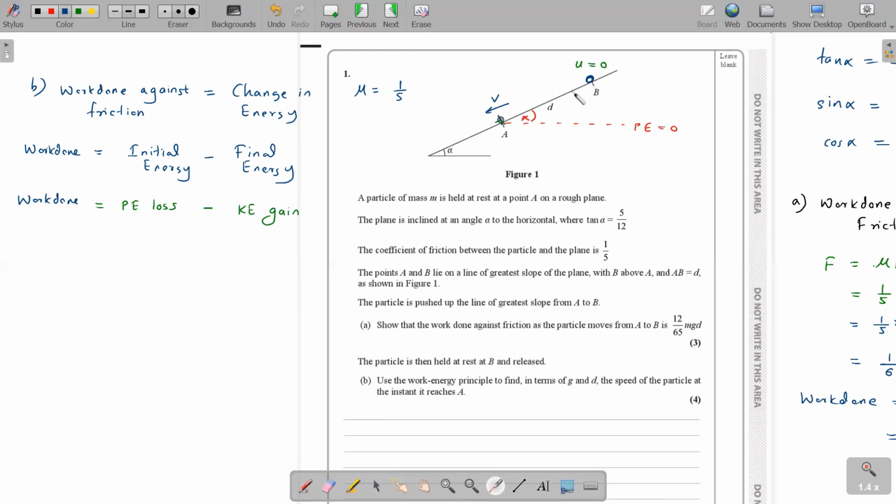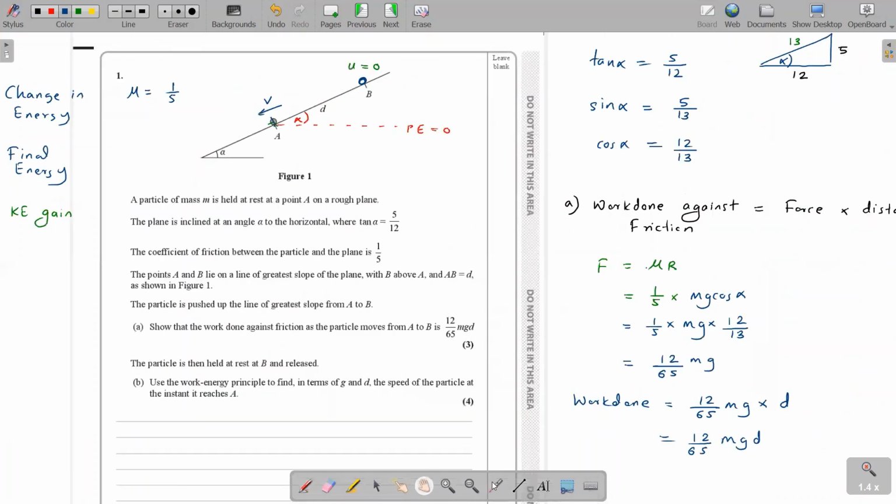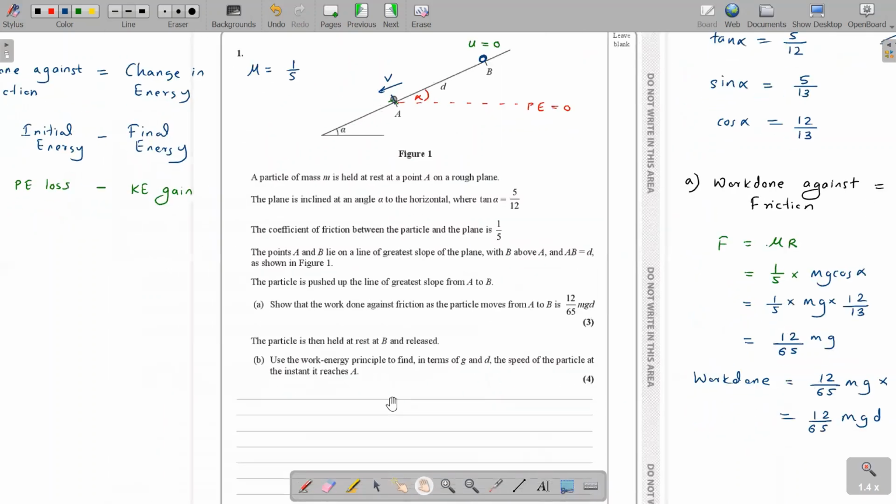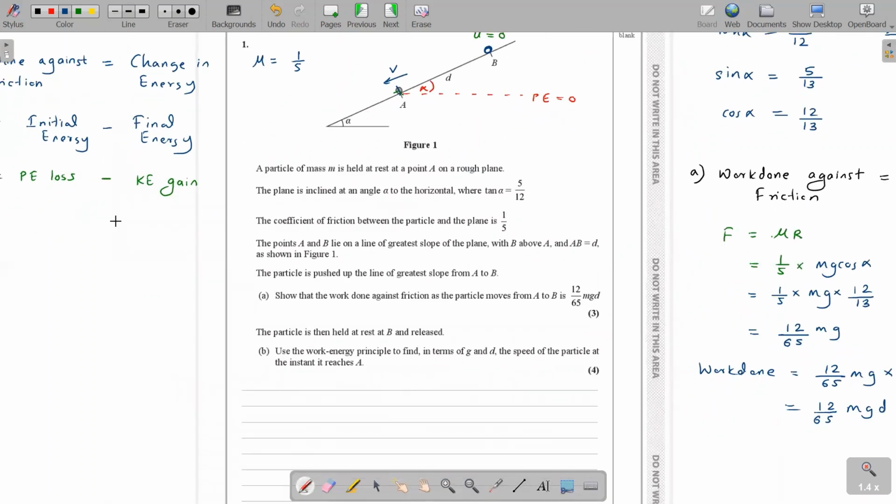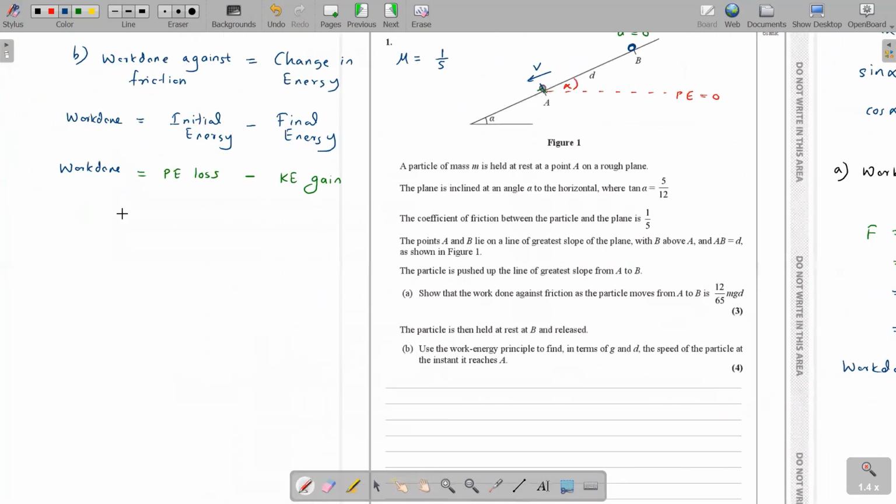Work done against friction is friction force multiplied by the distance. So will there be any change in the friction force? When you come from B to A, the direction will change. But will the magnitude of the friction force change? Mu R will not change, right? Regardless of whether you're coming down, mu R is exactly the same because mu is constant and normal reaction is still mg cos alpha. The distance you're traveling is still B to A, the distance d. So your work done against friction will be the same. Do you agree with me? So let's input the value. It's 12 over 65 mgd.